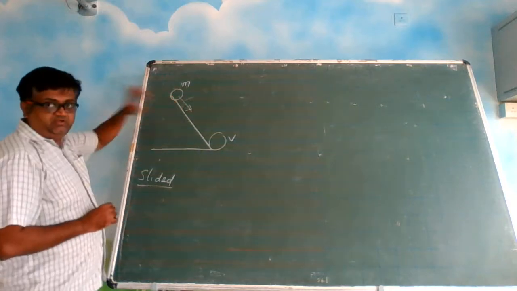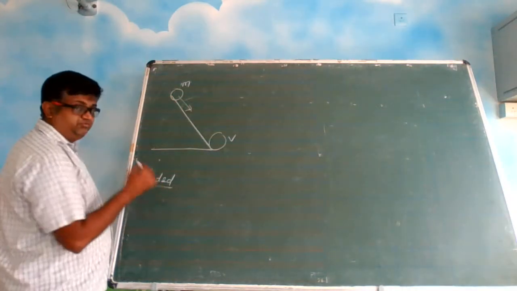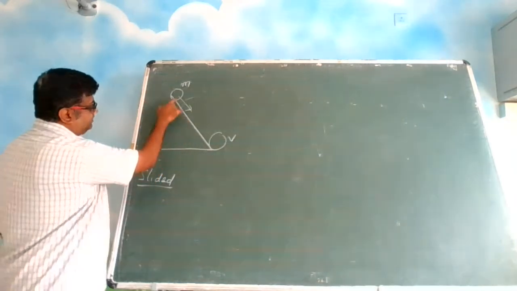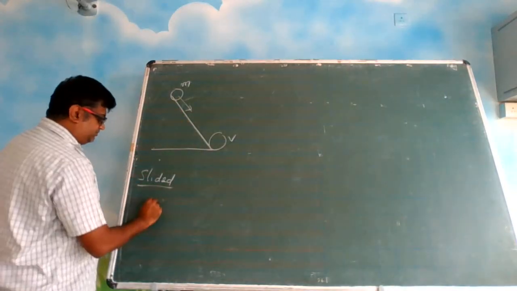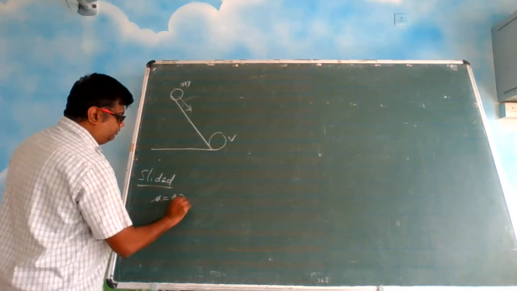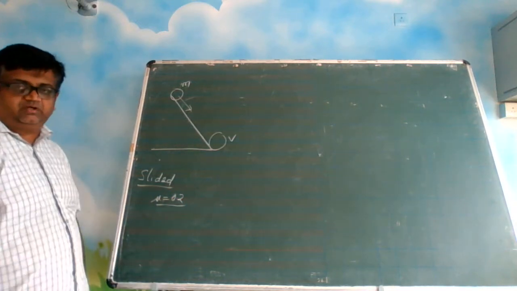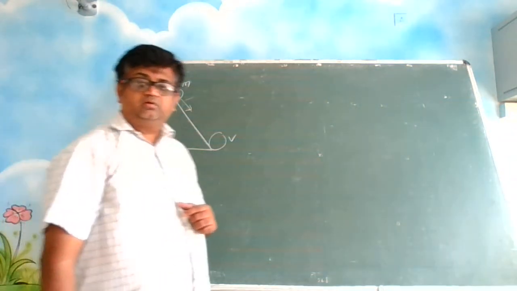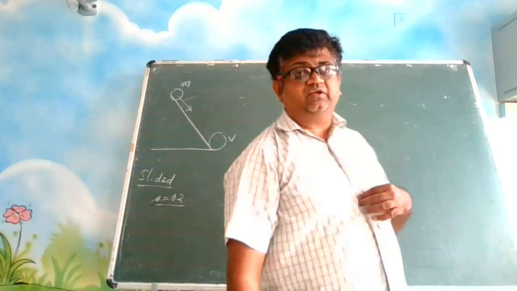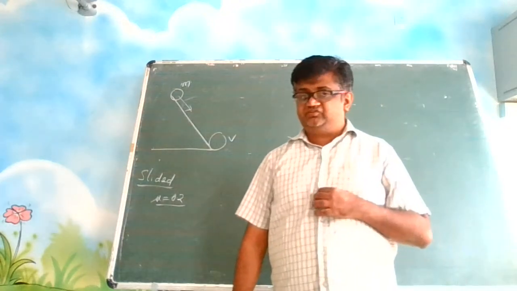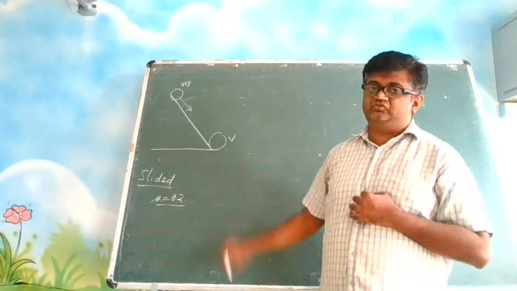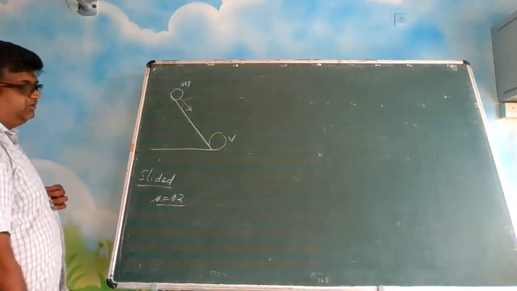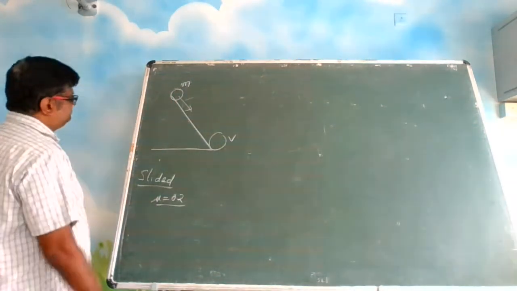In the second case, let us say there is friction between the surface and the ball. Some mu 0.2 is given. So in this situation, can you apply work energy theorem? The answer is yes, you can apply here also. Suppose in this situation they ask you to find out the velocity. How to find that?